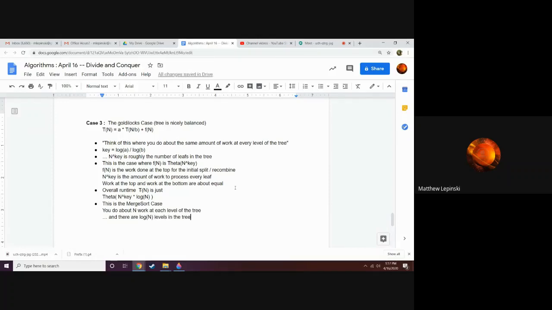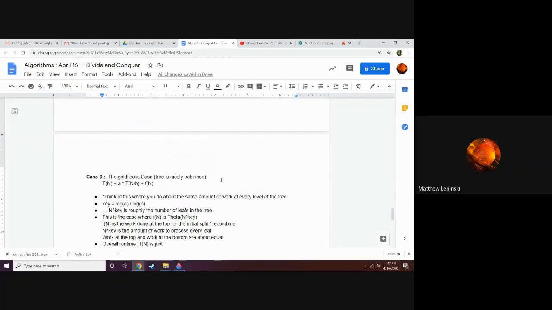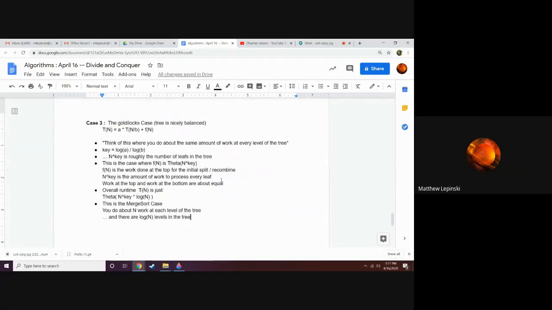Okay, so in any case, this is the Master Theorem. This is the #1 tool that we have for figuring out what the runtime is of divide and conquer algorithms.